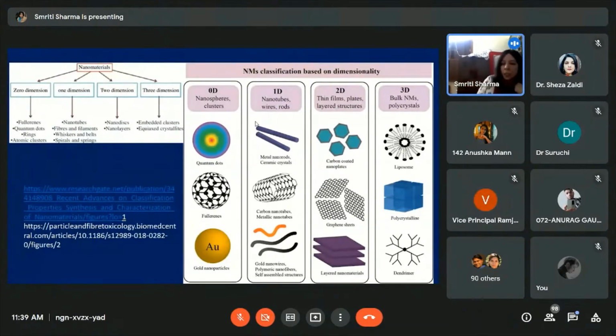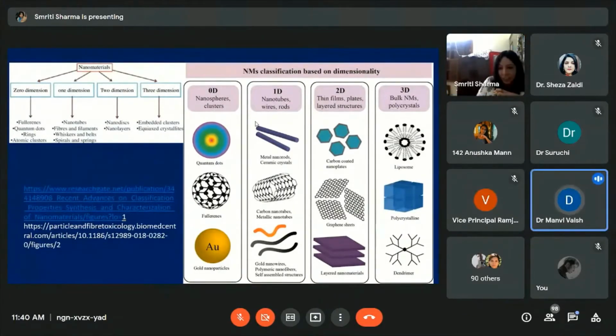Next is three-dimensional nanomaterials. Now this is very interesting. None of the dimensions are in the nanoscale. So what do you think? How will these arise? If none of the dimensions is in the nanoscale, how do we say that these are nanomaterials? Any answers? I hope I am audible. Yes, ma'am, you're completely audible. So any answers about this?